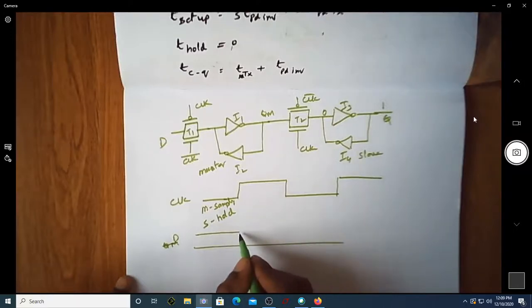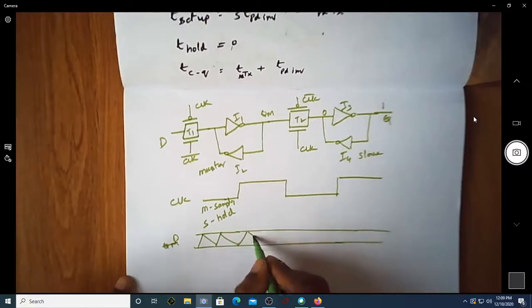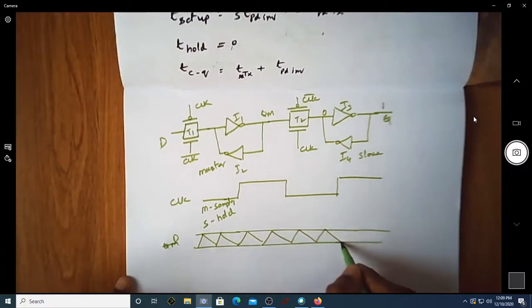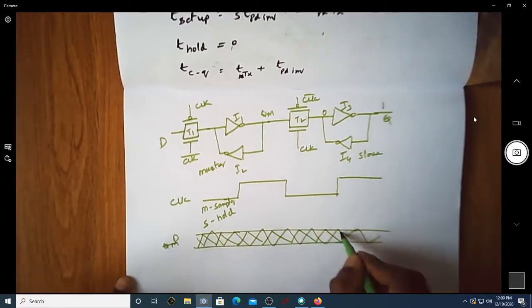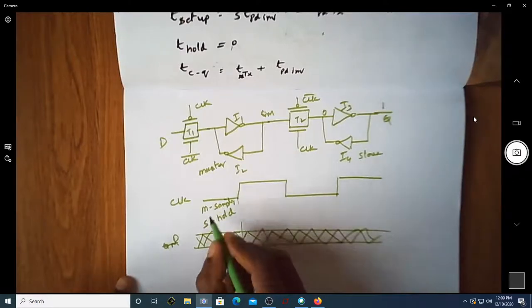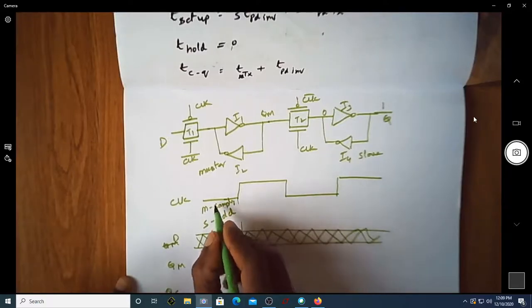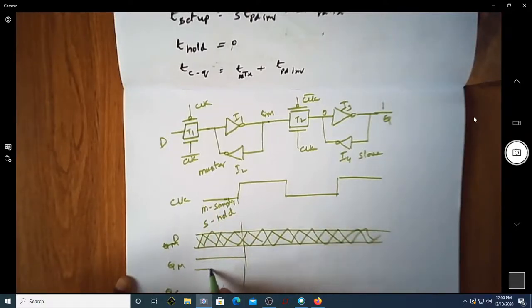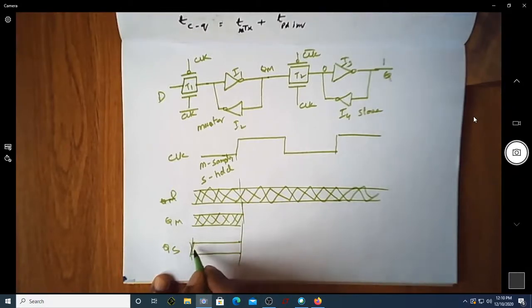Suppose your D value keeps on changing. You can indicate those variations that are happening on your D as something like this. So this is varying. Now suppose this is QM and QS. QM is now in sampling mode, so it keeps changing as long as the clock is 0. You can see it is in sample mode, whereas this QS is in hold mode. Let me write this as my QS. It is holding whatever value was retained there.